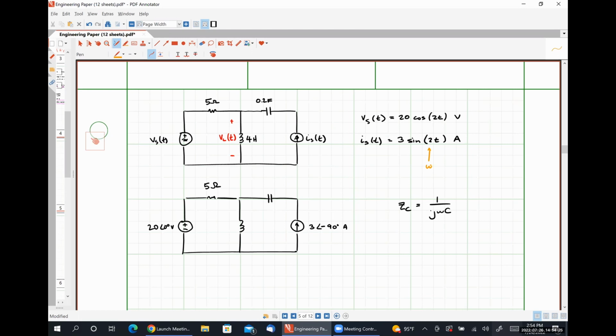By all means, throw it into your calculator and make sure that my mental math is correct. So 1 over 2 times 0.2 is 5/2 or 2.5.